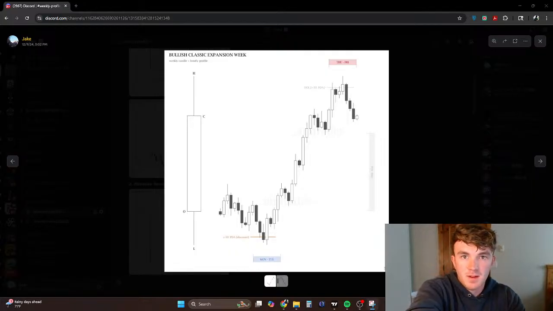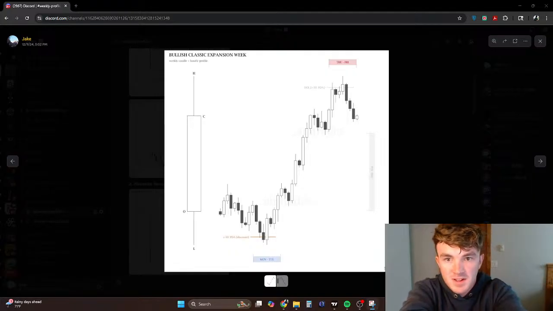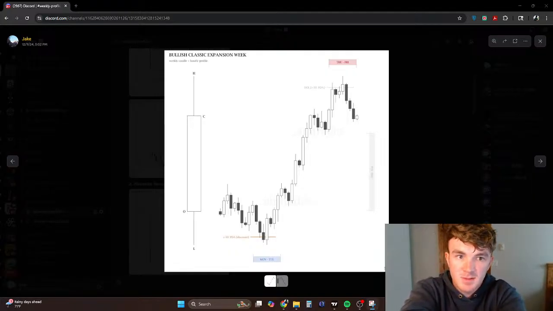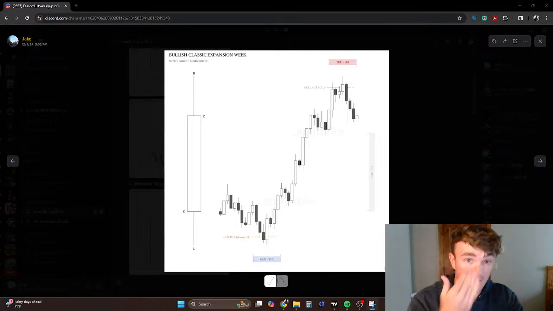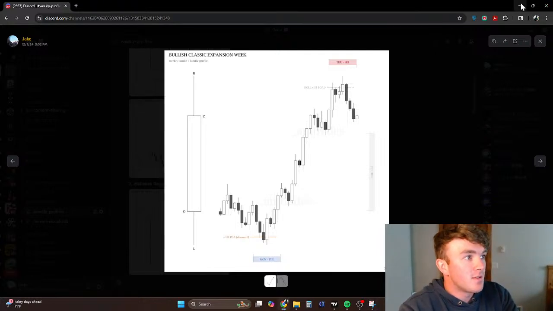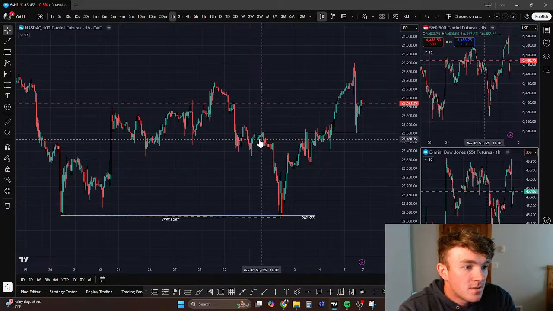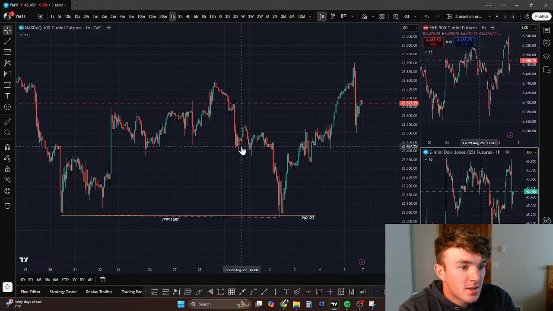Bullish classic expansion weekly profile. Monday manipulates into a key level. So here you can see, here's the start of the week, by the way. Week starts here.